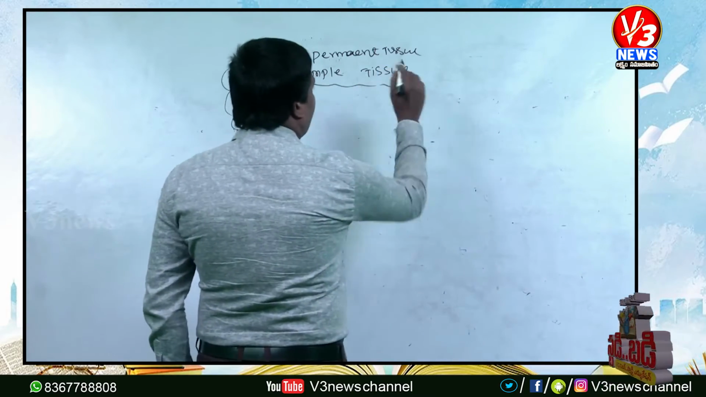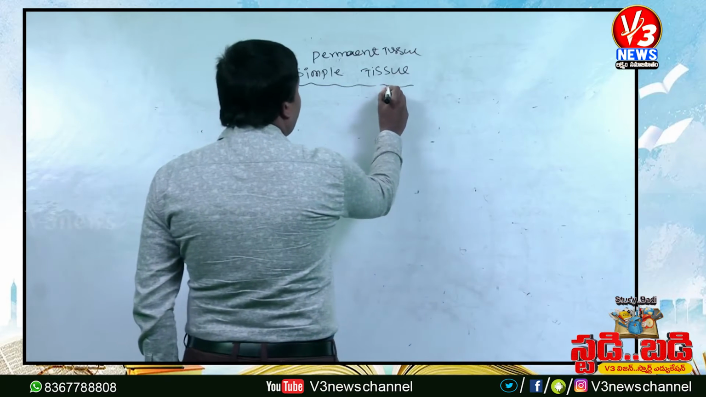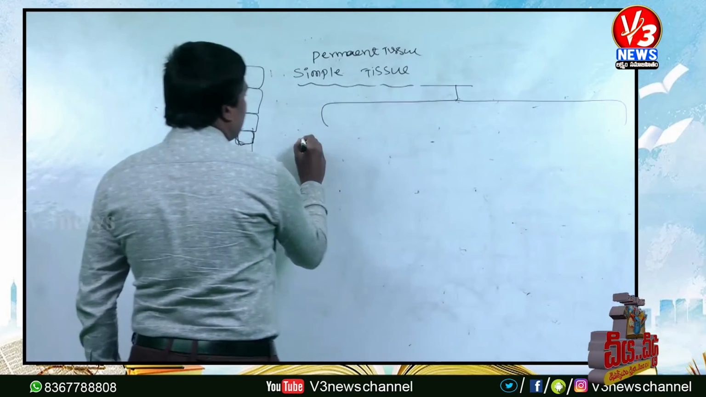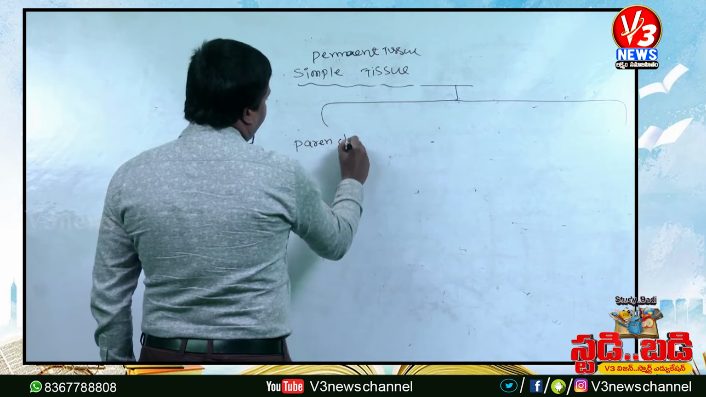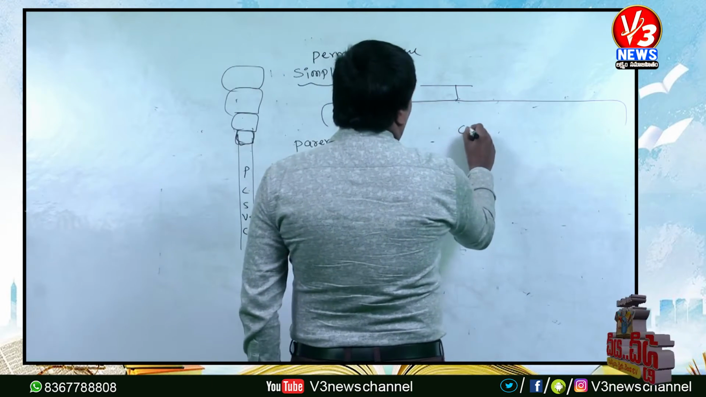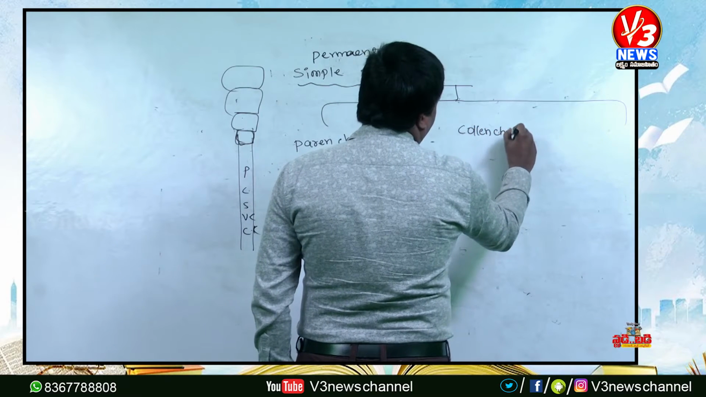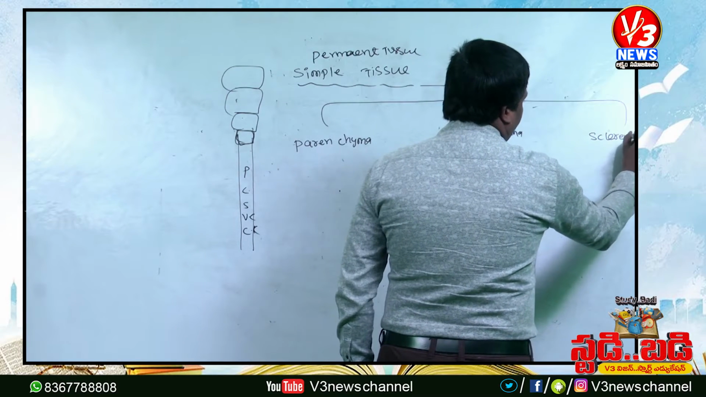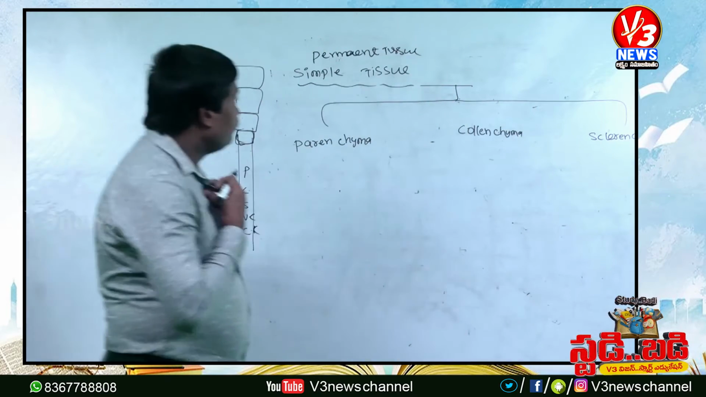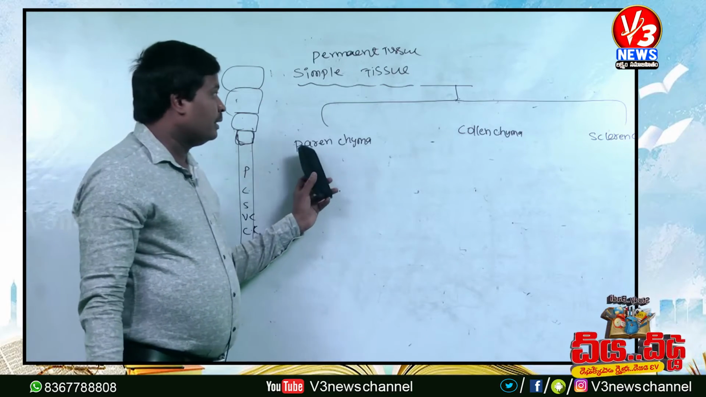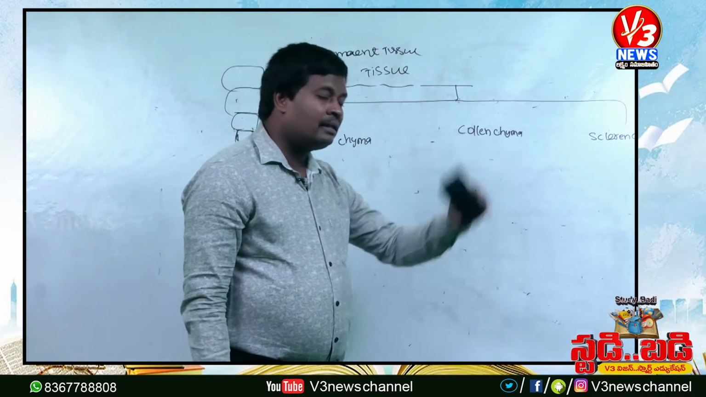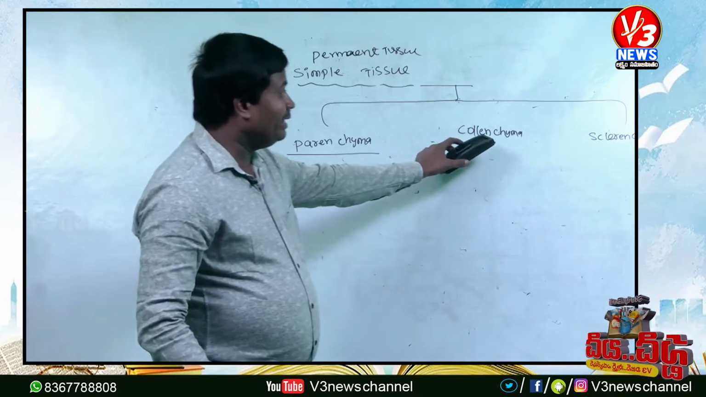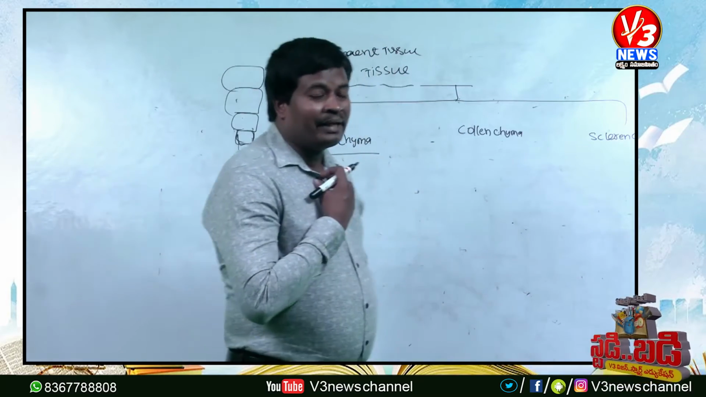There are two types of permanent tissue: simple tissue and complex tissue. Simple tissue is again divided into three types. What are the three types of simple tissues? Parenchyma, collenchyma, sclerenchyma. Simple tissue is a permanent tissue. Parenchyma is a living tissue, collenchyma is a living mechanical tissue, and sclerenchyma is a dead tissue.